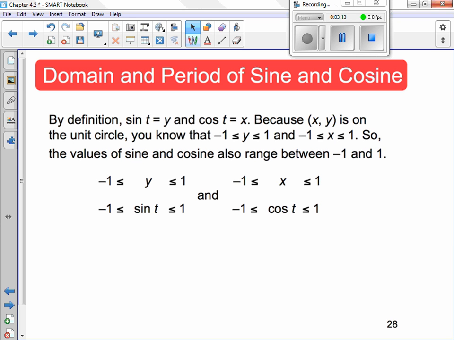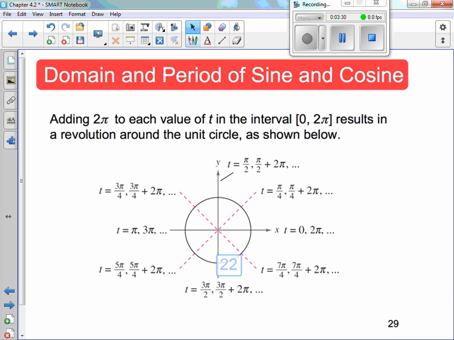Now, by definition, sine t equals y and cosine t equals x, because x and y are on the unit circle. We know that y is between -1 and 1, and x is between -1 and 1. So the values of sine and cosine also range between -1 and 1. The numbers that are coming out will be between those two values. We can plug in any angle, but the values that come out of it cannot exceed -1 and 1. It'll be somewhere around here. Questions on that there?